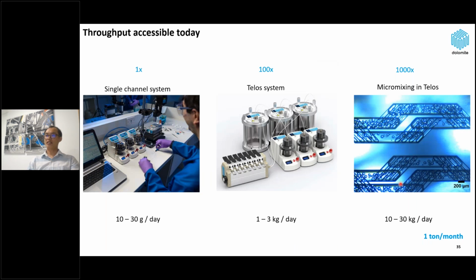Here we show the throughput accessible today. With the single channel system, at any scale, we can commonly generate from 10 to 30 grams per day. For scale up, the customer can use the Taylor system that can generate 1 to 3 kilograms per day. And if we integrate the Taylor system with the micro mixing chip, we can increase the throughput even more, from 10 to 30 kilograms per day. So it means around 1 ton per month in production rate.